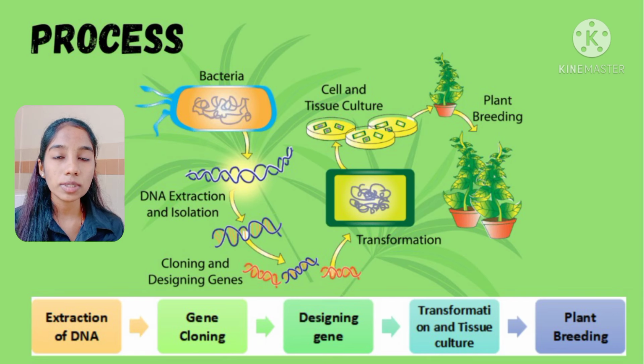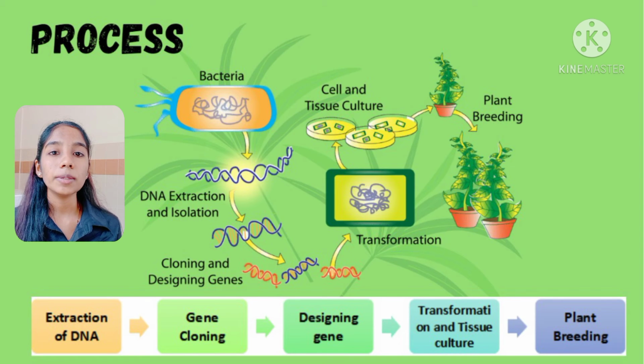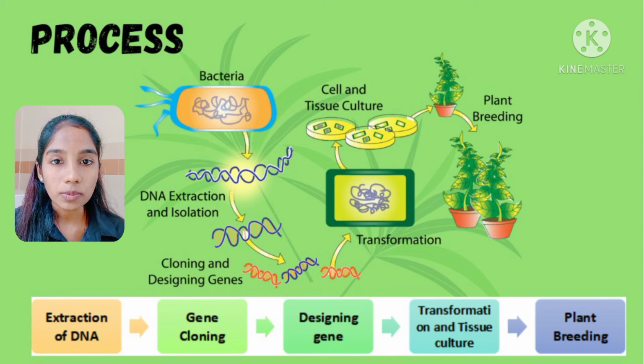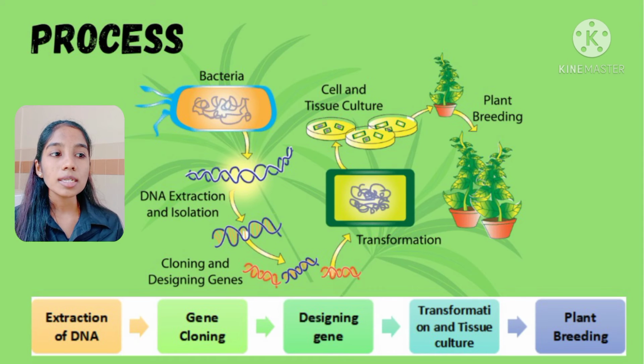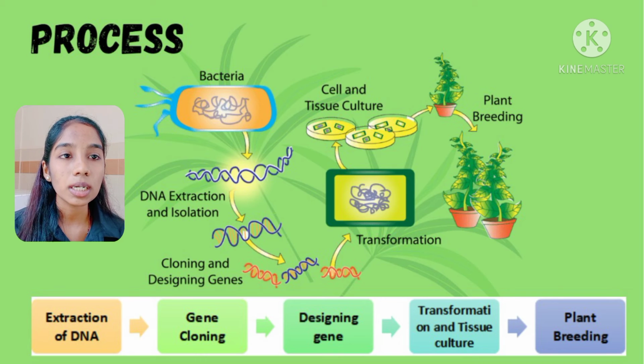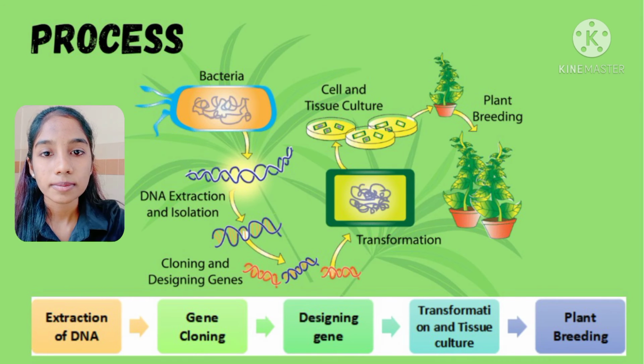We do the transformation for the designed gene, and then we do the tissue culture, which means we grow the plant in the petri dish. The last step is plant breeding. After the plant has grown, we breed the plant.